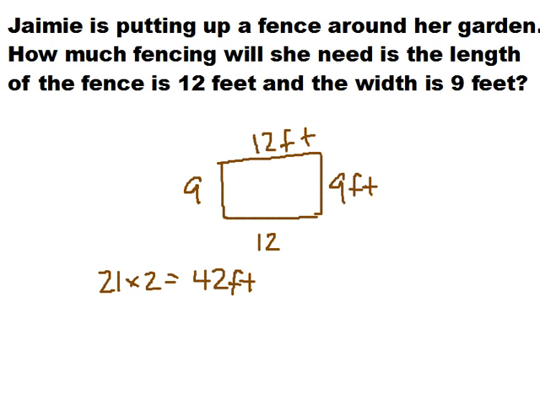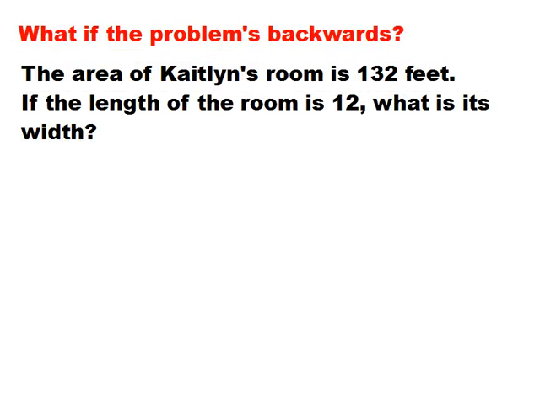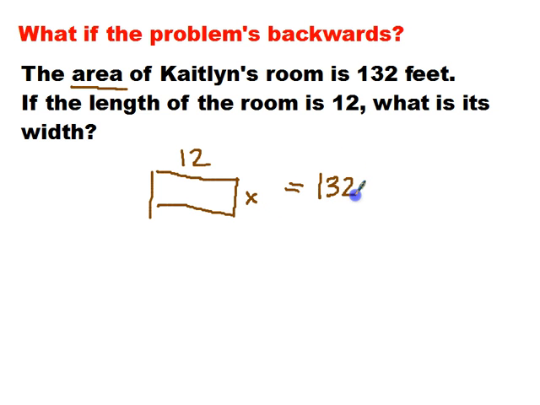Now, some of you will remember from 4th grade that occasionally we'd throw a question at you that seemed kind of backwards. The area of Kaitlyn's room is 132 feet. If the length of the room is 12, what is its width? Well, we know we're dealing with area because the problem says so. And here's her room, drawn badly. Wow, that's even worse than usual. We know the length of the room is 12. We don't know its width, and together we multiply them and we get 132 feet.